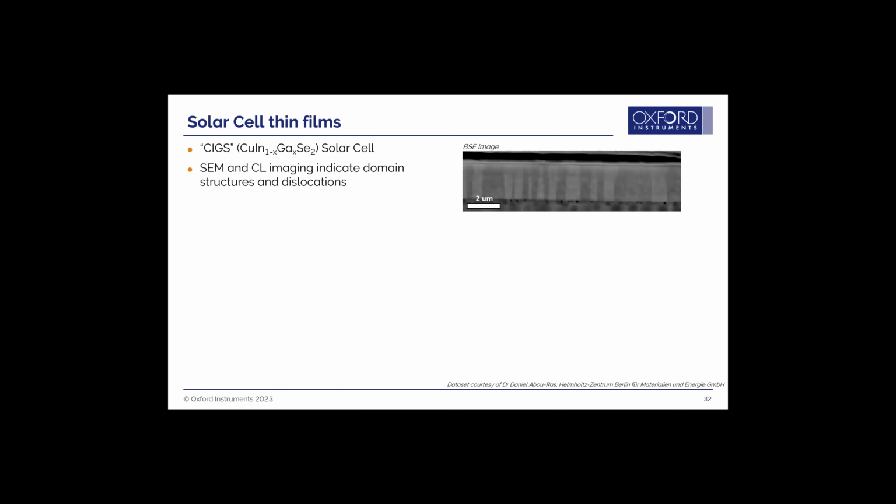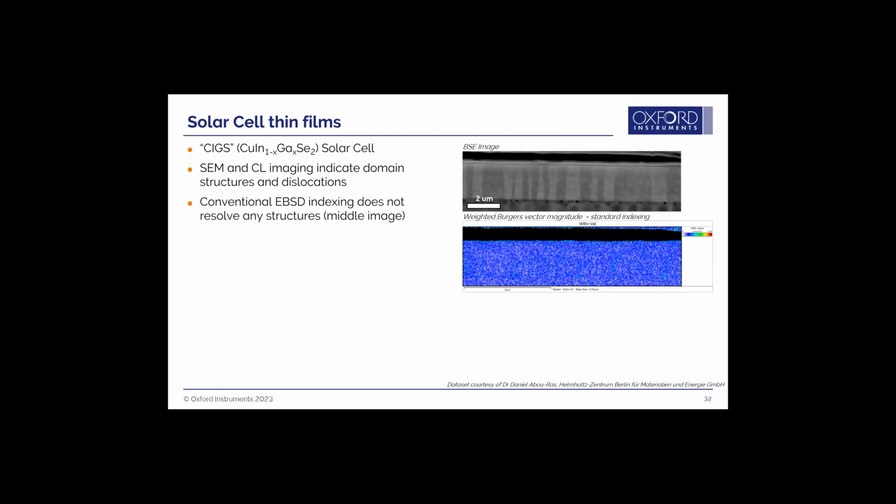So this is a CIGS solar cell, copper indium gallium selenide. You look at SEM imaging. This is just a backscatter image that you're seeing, and you can clearly see there's some kind of substructure in that film, some kind of changes in domain structure. And unfortunately, when you index this in EBSD, this is the weighted Burgers vector map, similar to kernel average misorientation, you would expect to see something that mirrors what you're looking at in that image. And unfortunately, you don't. And so we're going to use MapSweeper to reanalyze the data.